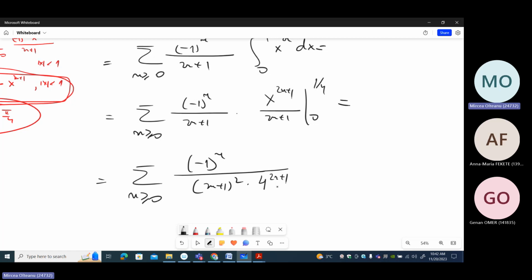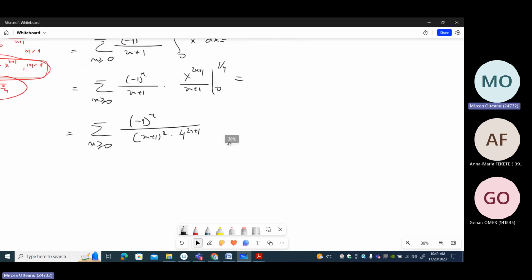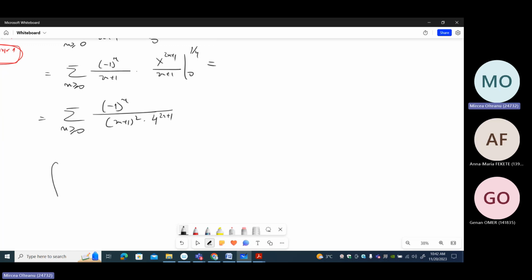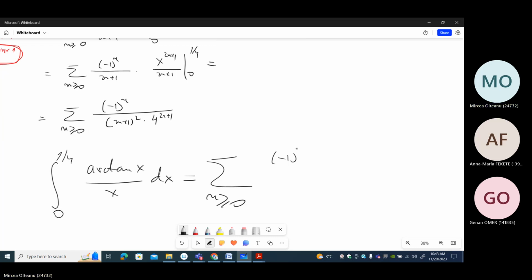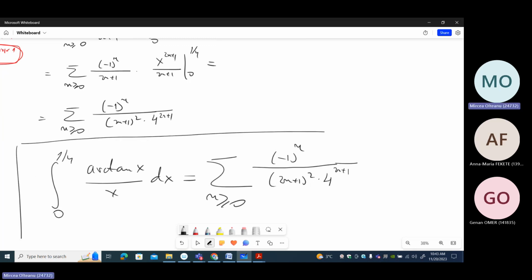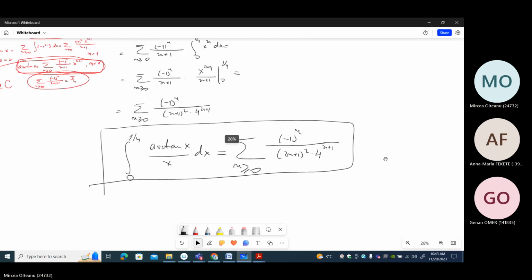plus 1. So what did we obtain until now? We obtained the following, that the integral from 0 to 1 over 4 of arctan of x over x dx equals, attention, it's not an approximative formula, it's an exact formula, equals the sum of this series. Okay, this is what we've got by using the power series associated to our arctangent.